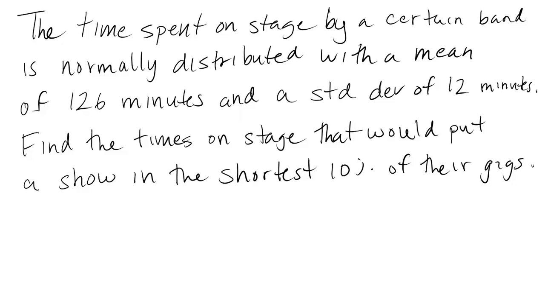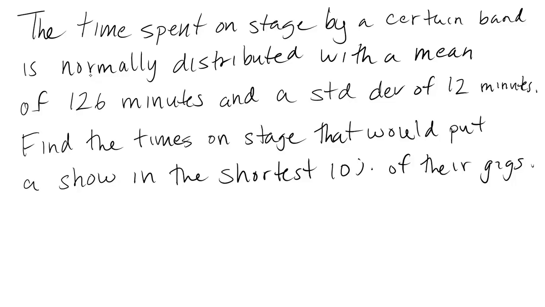It says the time spent on stage by a certain band is normally distributed with a mean of 126 minutes and a standard deviation of 12 minutes. Find the times on stage that would put a show in the shortest 10% of their gigs. So you've got this band, and when they put on a concert, they're usually on stage for a little more than 2 hours. There's some variation to their show times. The standard deviation is 12 minutes. And we want to find a bound that would divide off the shortest 10% of their performances. What would be considered a short concert for this band?